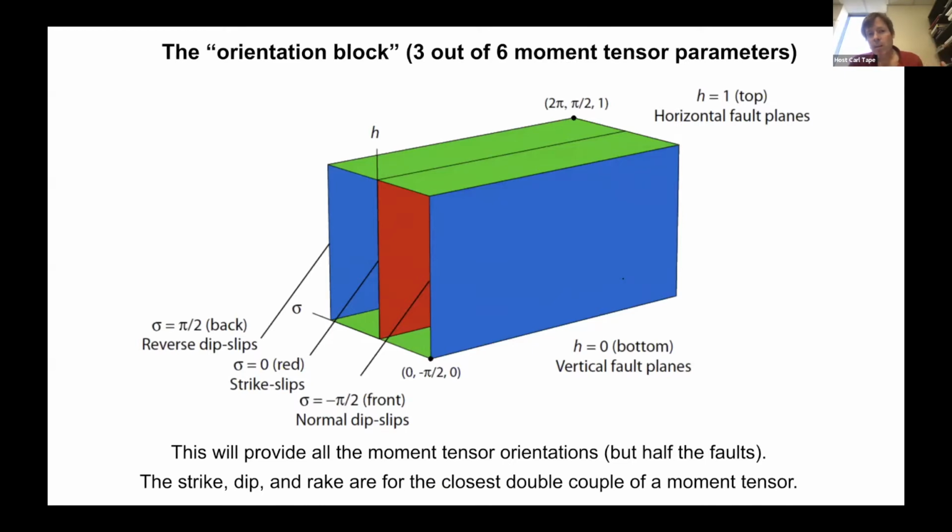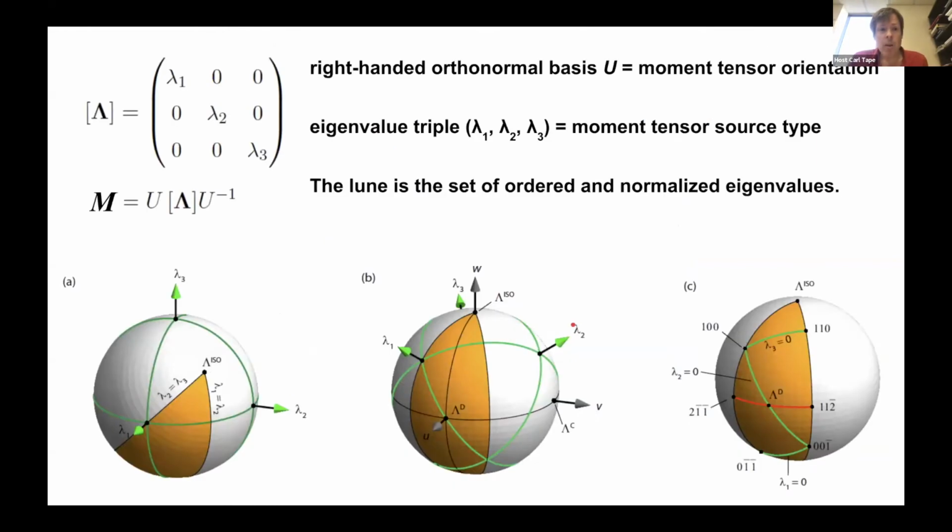We can think of a block of orientation parameters, basically strike, dip, and rake angles. This brick represents the information that we would search over for in these moment tensors. The orientation is described by strike, dip, and rake. When we look at a parameter search, we can think of this as a separate block for any given moment tensor source type. The source type is shown here. We have the orientation represented by capital U, and then the source type represented by the eigenvalues.